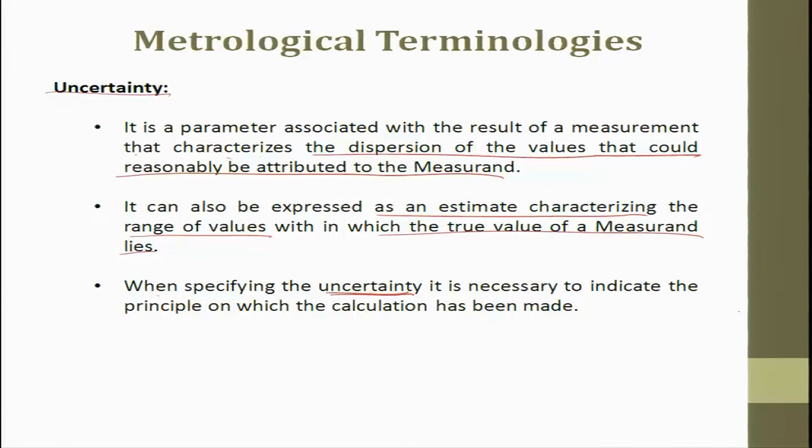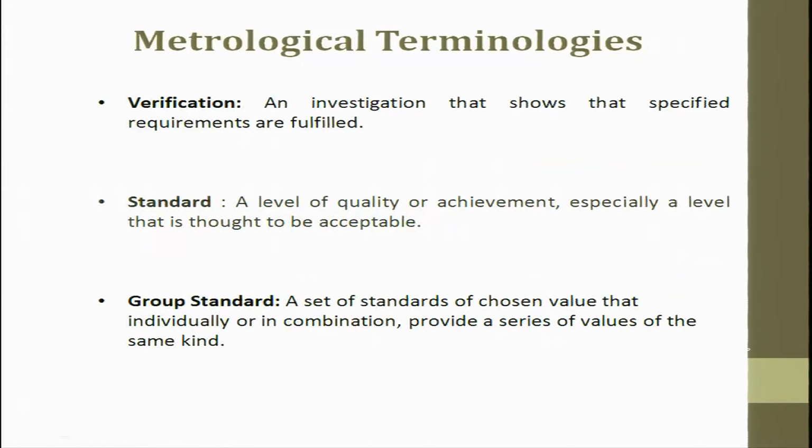What is uncertainty? Uncertainty is the parameter associated with the result of a measurement that characterizes the dispersion of the values that could reasonably be attributed to the measurand. This is uncertainty. Verification is an investigation that shows the specific requirements are fulfilled.